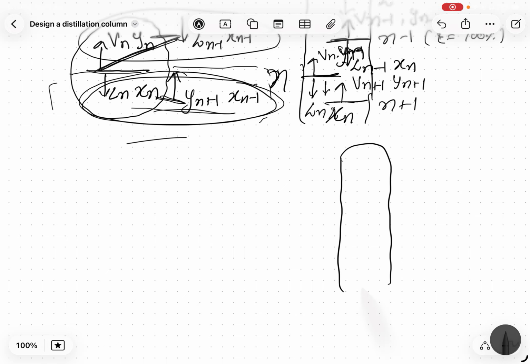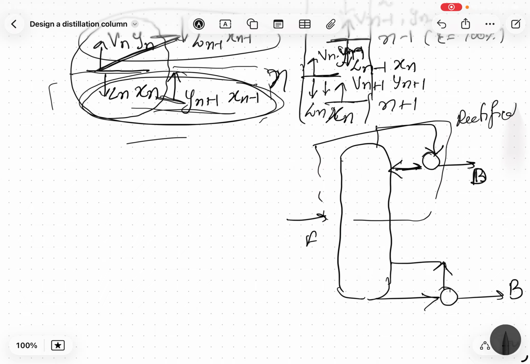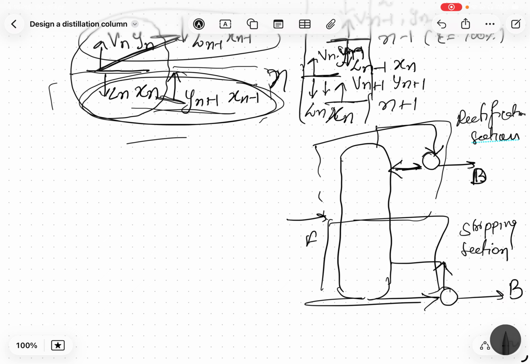So when I am talking about a distillation column, vapor goes this way, this is the distillate, this is the bottom product, this is the feed. This part is called the rectification section, and this part is called the stripping section. So now let's start to find the operating line for the rectifying section.